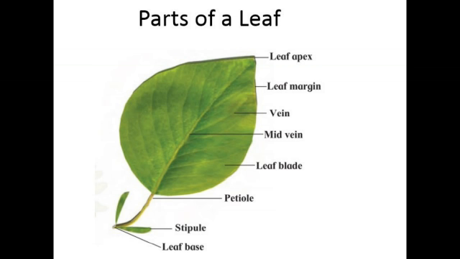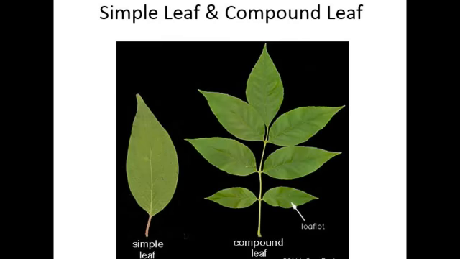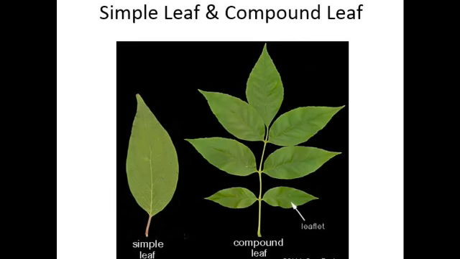Leaves of some plants have a single undivided leaf blade and a single midrib. Such leaves are called simple leaves. However, the leaf blade of leaves in some plants is divided into many small parts called leaflets. Such leaves are called compound leaves. Simple leaf and compound leaf are the two main types of leaves.